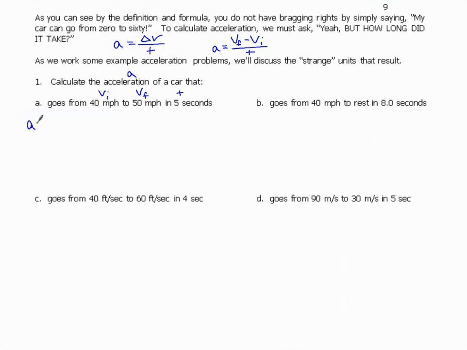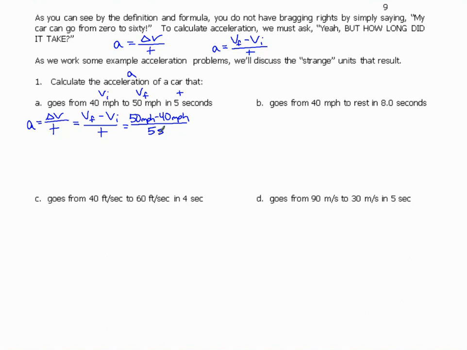So remember, in physics, we are always starting with formulas. We are always showing our work. Acceleration equals the change in velocity over time. Or it could be said, final velocity minus initial velocity over time. And here we can plug in our numbers. Our final velocity, 50 miles per hour. Our initial velocity, 40 miles per hour. And our time is 5 seconds.